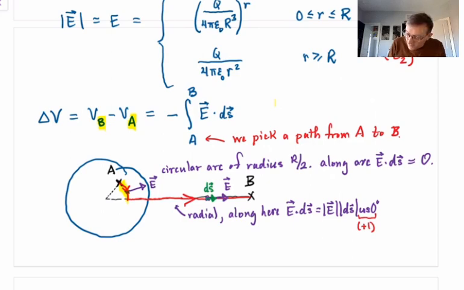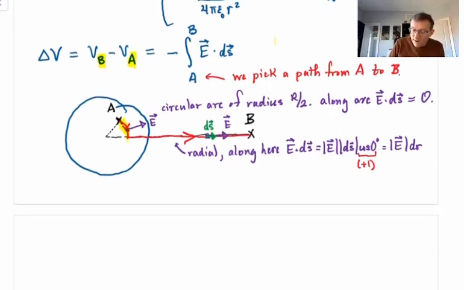So this is just magnitude E, and then for the magnitude of ds, just the size of the little step you're taking, since it's along a radial line, we're going to call that size dr, a tiny radial step. And that's what I use for E dot ds when I'm on the radial part, where I've just got to put in the appropriate E for the place I'm at. And there's no contribution to E dot ds along the circular arc.